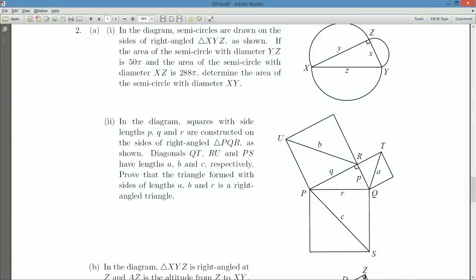In the diagram, squares with side lengths P, Q, and R are constructed on the sides of a right-angled triangle PQR. So we have triangle PQR, and we have side lengths P, Q, R, and then we construct squares of those side lengths. Diagonals QT, RU, and PS have lengths A, B, and C respectively. Prove that the triangle formed with side lengths A, B, and C is a right-angled triangle. Okay.